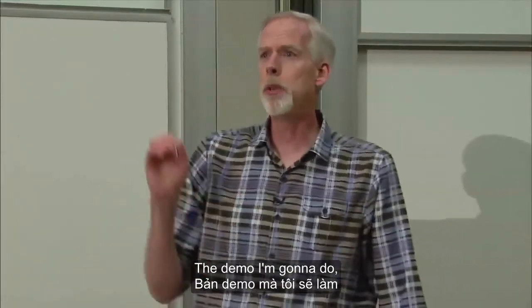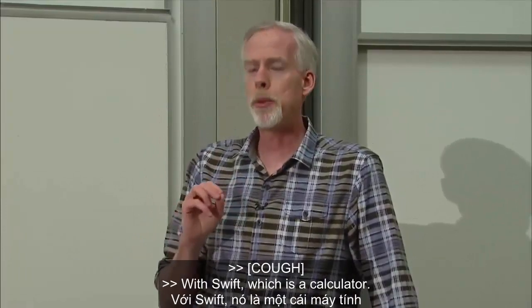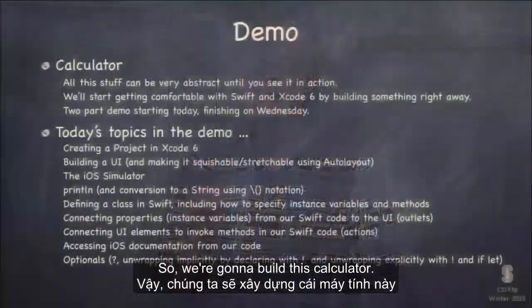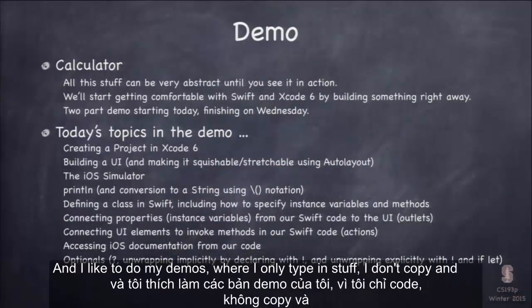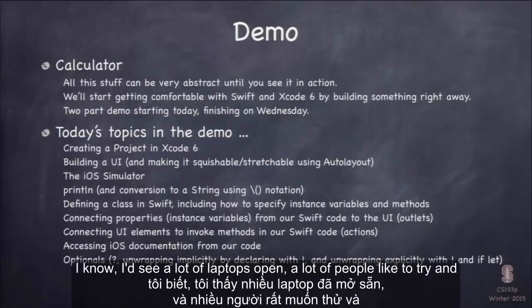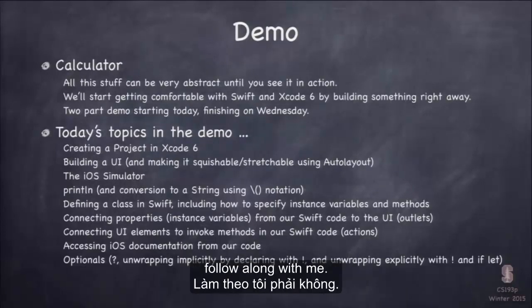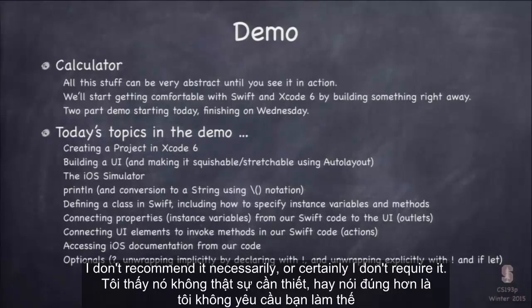The demo I'm going to do is something I actually did a few years ago that really works well with Swift, which is a calculator. So we're going to build this calculator, and we're going to build it from scratch all the way. And I like to do my demos where I only type in stuff. I don't copy and paste big chunks of code in or whatever. I know I see a lot of laptops open. A lot of people like to try and follow along with me. I'm a fast typer, but usually in most demos you can keep up if you want. I don't recommend it necessarily, or certainly I don't require it.